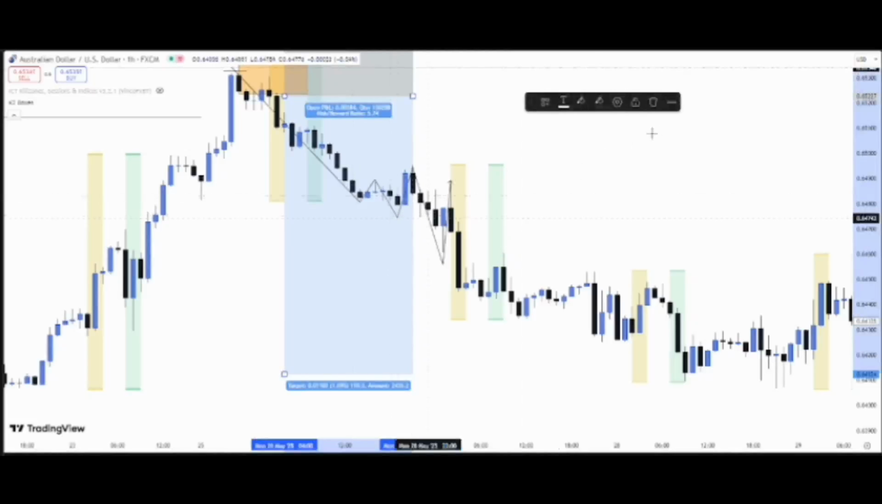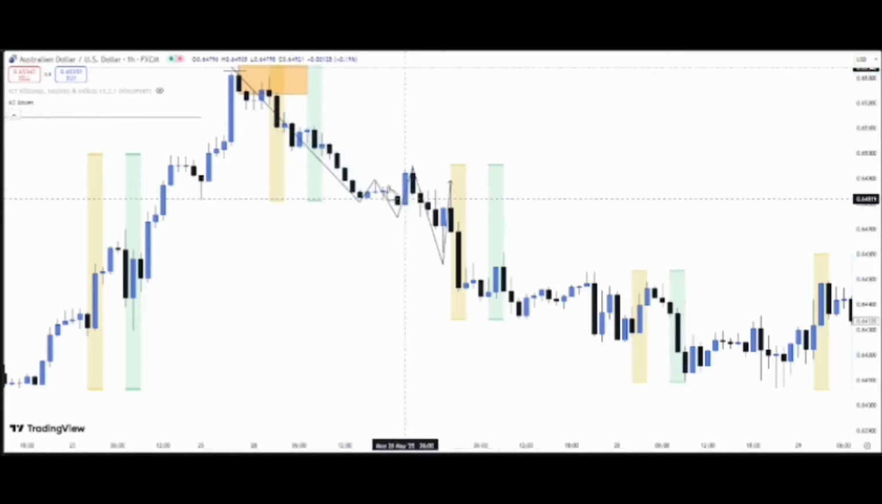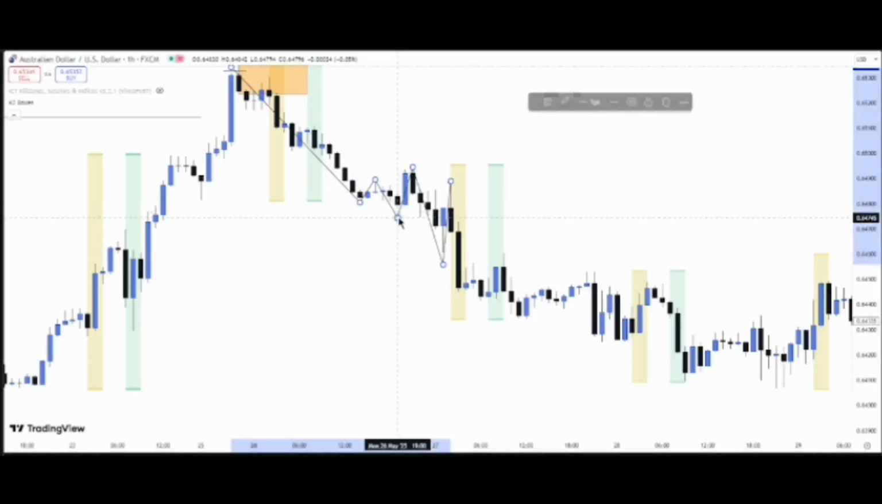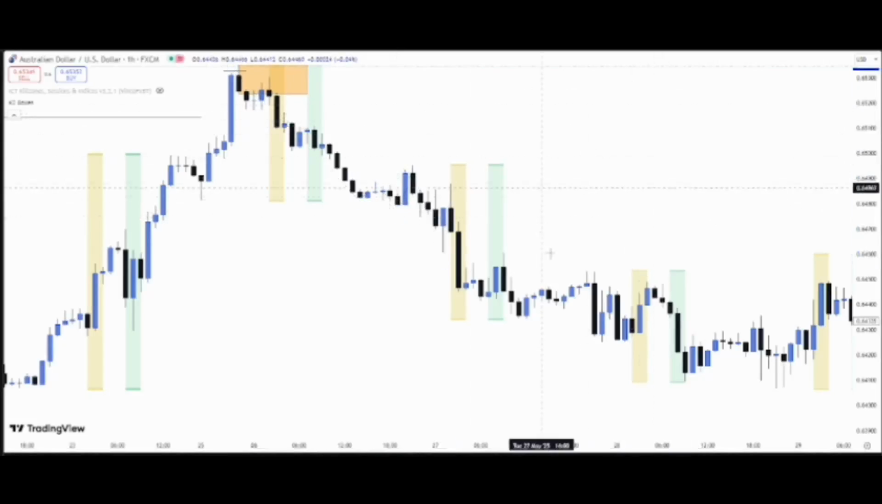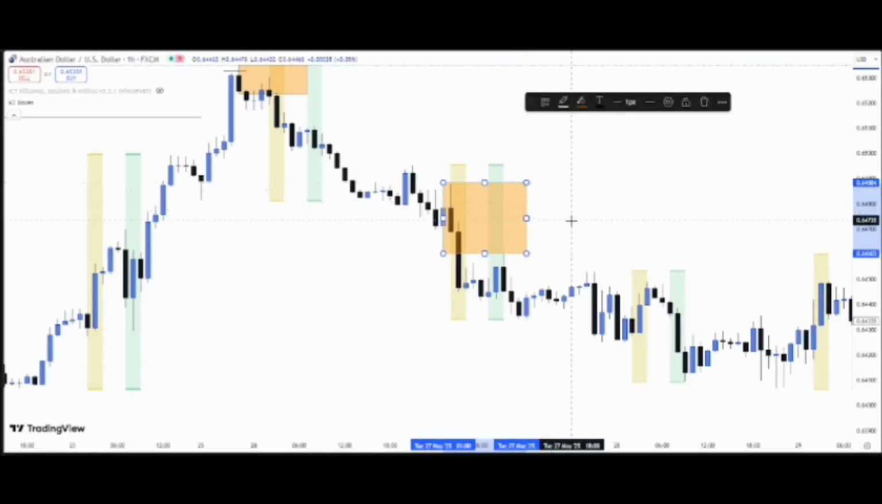Remember that price has already grabbed liquidity here in the form of inducement. And if price has grabbed liquidity in the form of inducement, you don't need to wait for any other liquidity or inducement to be grabbed. All you need to do is to take your trade from here. Look at this pullback. That's your trade. Okay? And price came back and tapped into it.